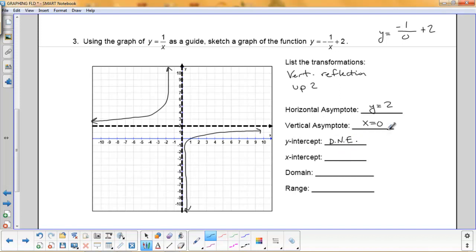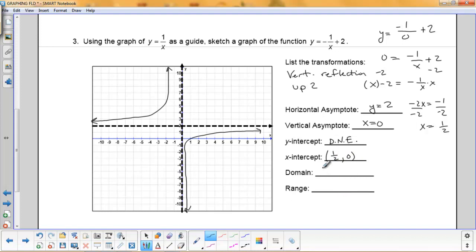The x-intercept is going to be found in the same way, but 0 equals -1 divided by x plus 2. Subtract 2 from both sides, and that's -2 equals -1 over x. Multiply both sides by x, and then we get -2x equals -1. Divide both sides by -2, and we get x equals 1/2. And our x-intercept is going to be 1/2 and 0, written as an ordered pair.